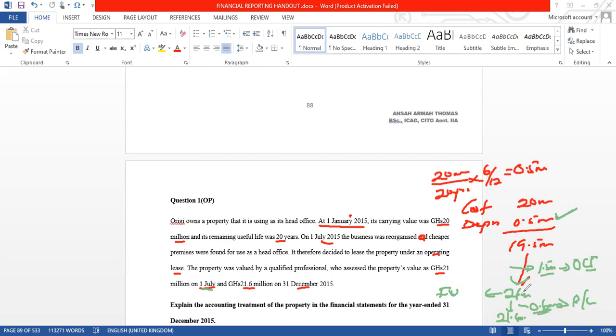All right, so it's very simple. It's as simple. You need to know that when it takes the fair value model, you don't depreciate it anymore. All right, so that is that.